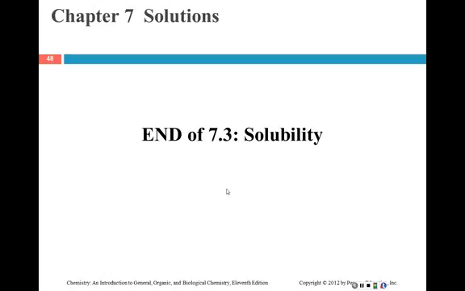That's all there is to solubility: some things will dissolve, some things won't, and you can use those solubility rules to actually predict what is going to happen in a particular chemical reaction. Because if you know the solubility, you know if it's going to stay in solution, or if it's going to precipitate and form a solid at the end of that reaction. So this is the end of 7.3, and I will see you back for 7.4.